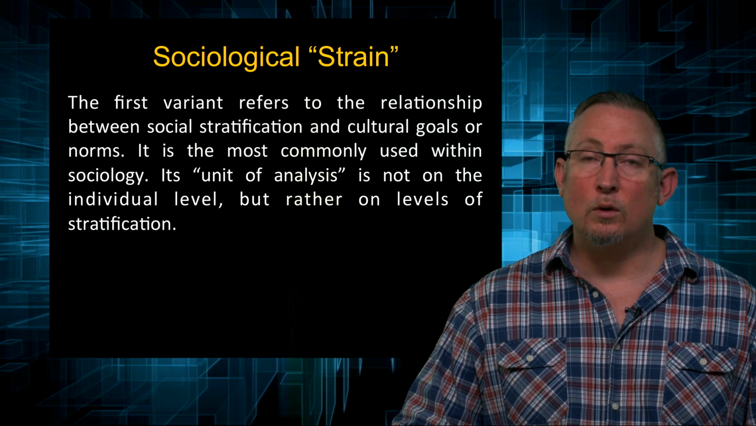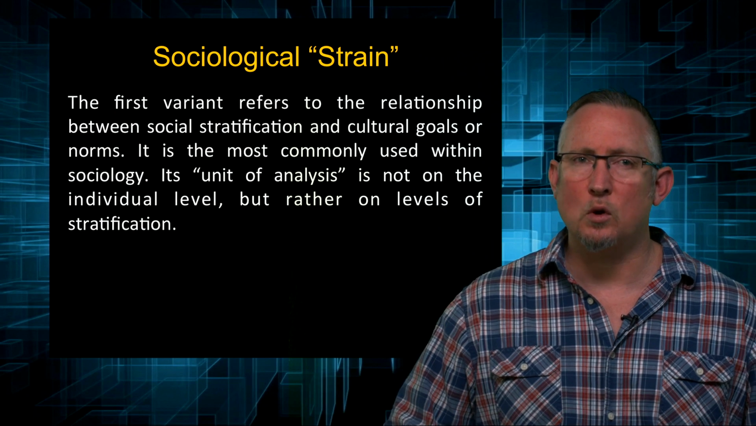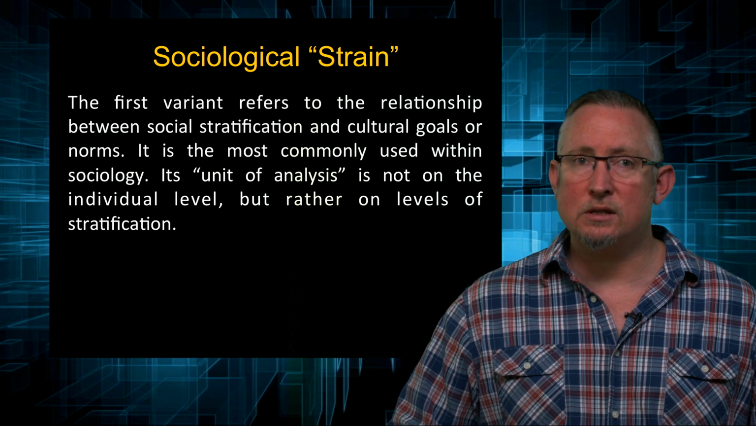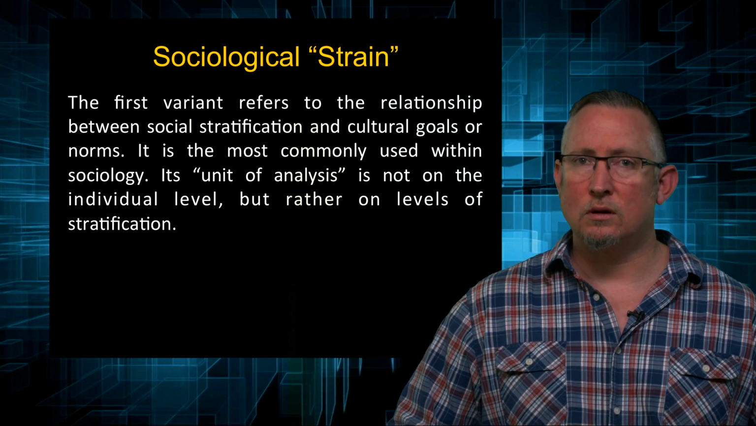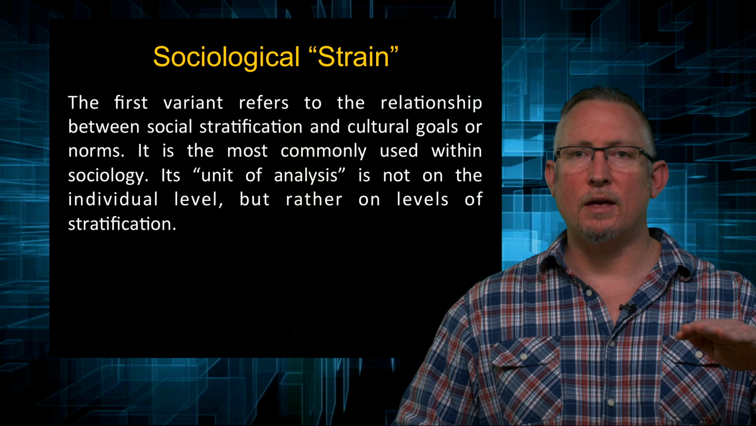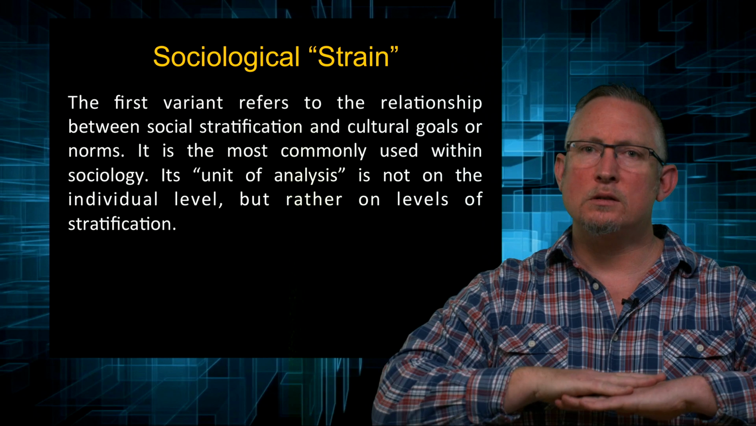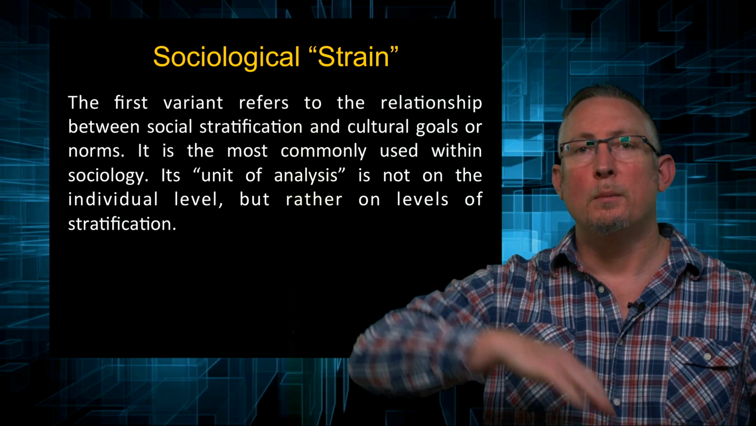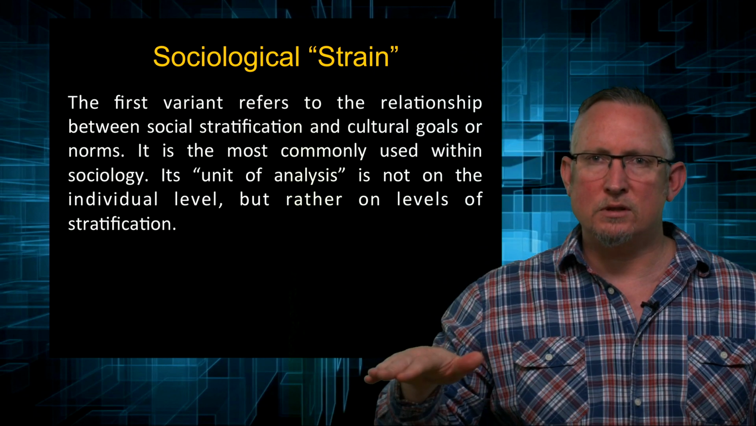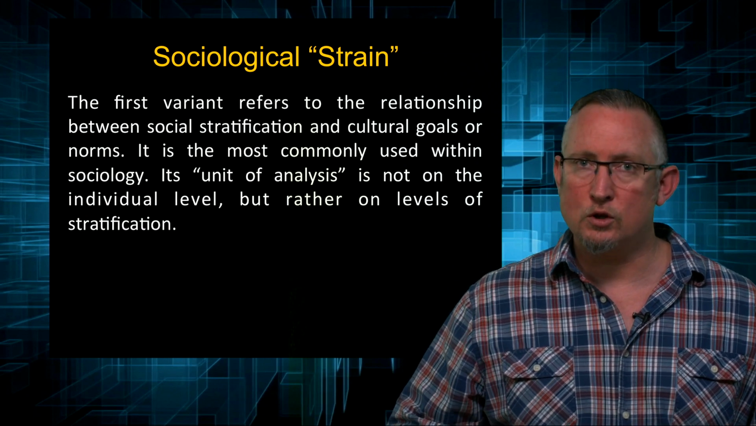The first variant that we're going to look at, the variant by Robert Merton, refers to the relationship between social stratification and cultural goals or norms. It is most commonly used within sociology, and its unit of analysis is not the individual level, but rather levels of stratification. It's often called a middle range theory, and here's what we mean by that. If we have the individual here on one level, and society here, we're not seeking to predict individual level behavior, but nor are we seeking to make claims about society as a whole. Rather, we look at stratified levels in between, things like social class, for example. This is why it's often referred to as a middle range theory.